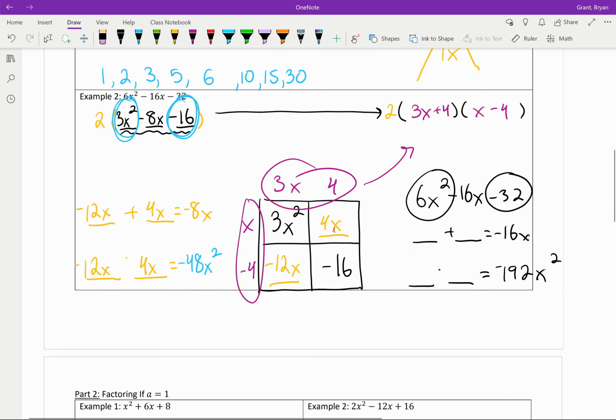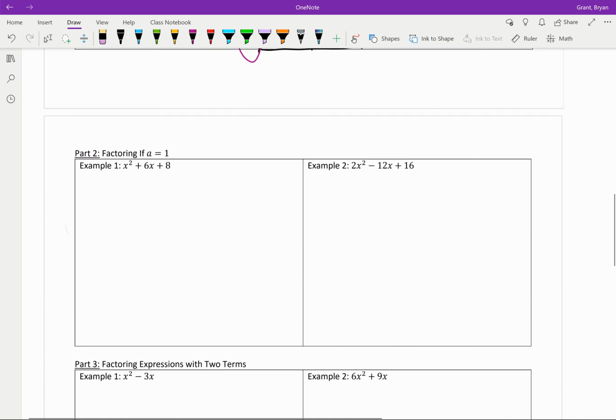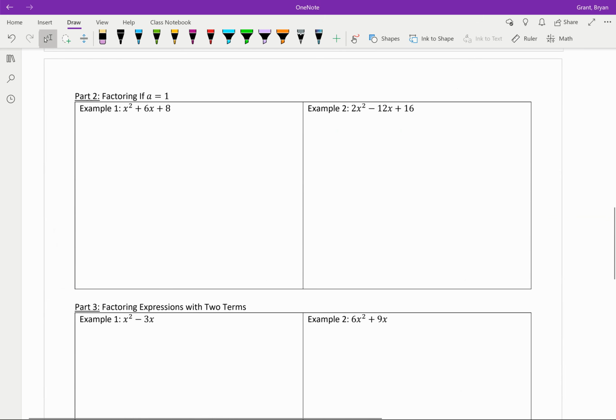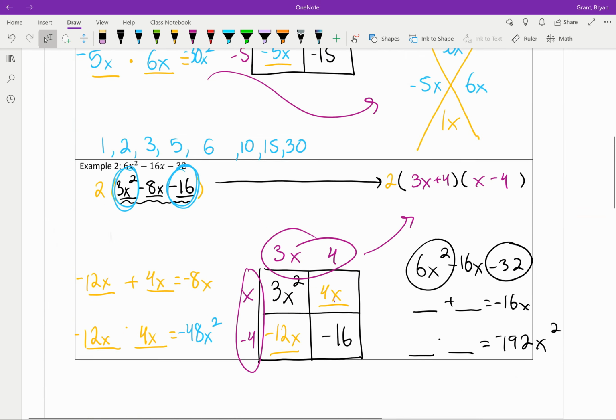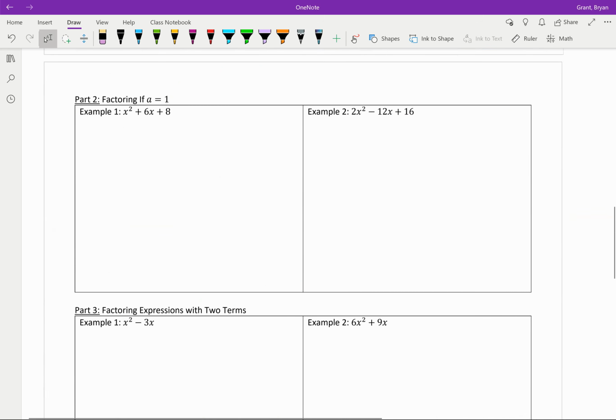Okay, so at this point, if you're comfortable doing the box method, you're going to be really successful. However, I wanted to take some time and show you a couple shortcuts just to make your life easier, because I certainly don't use the box method every time. In fact, probably the majority of problems you won't have to use the box method. Can you? Sure. But should you? Probably not, because we can do it faster. So the first shortcut is factoring if a equals 1. And we are not going to use the box here.